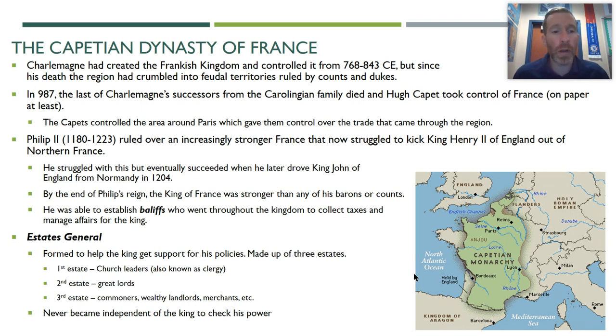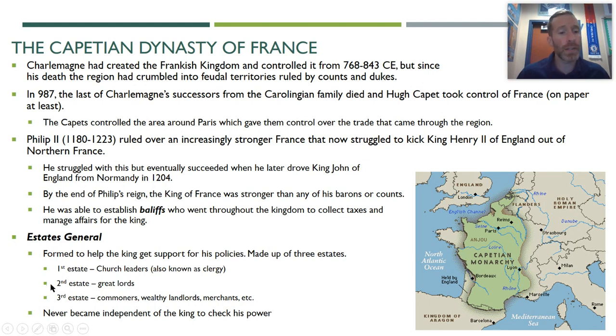He has, for local government administration, people called bailiffs who go throughout the region to collect taxes and help manage the affairs for the king. And you have what's called the Estates General. But what happens with the Estates General, the king basically consults them. He asks questions of them. They give him advice from their perspective. You can see the three different groups here. Church leaders, the great lords, and the commoners.